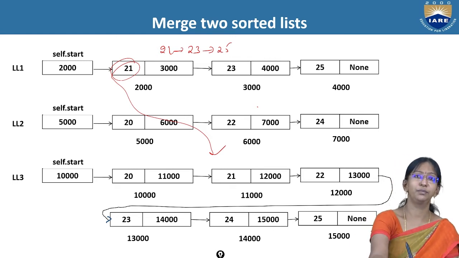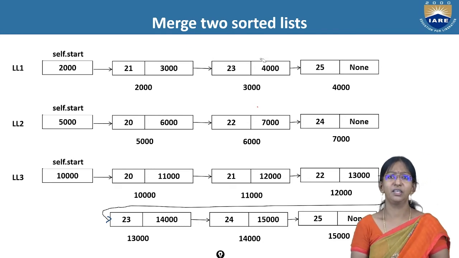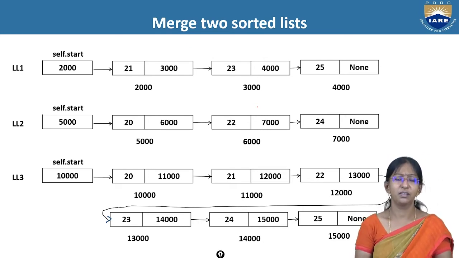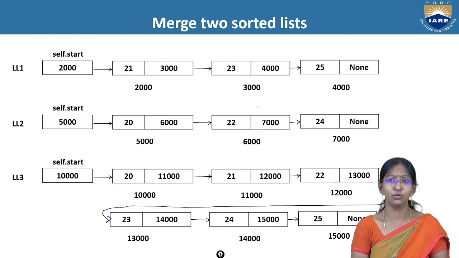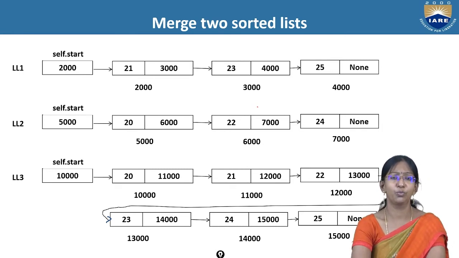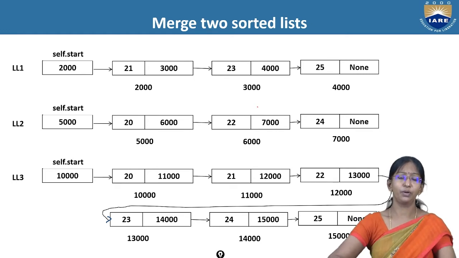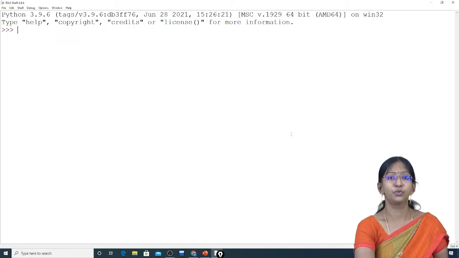So have a look at the inputs. My first sorted list is 21, 23, and 25. The second sorted list is 20, 22, and 24. I want them to get merged into a third sorted list, which goes from 20 to 25. Please look into this one. This is what we are going to implement using Python: we are going to merge two sorted linked lists. Now let's move to the Python environment to look at the same.